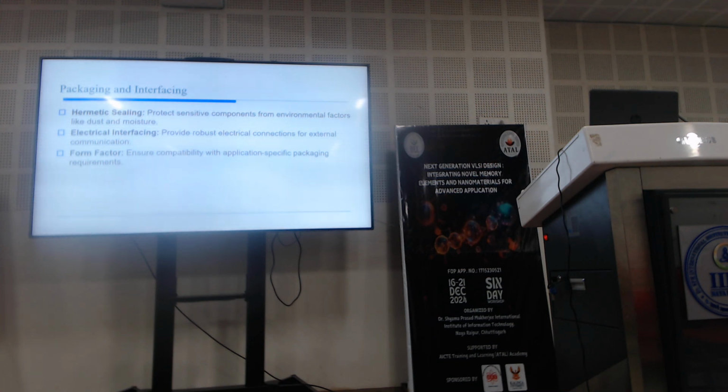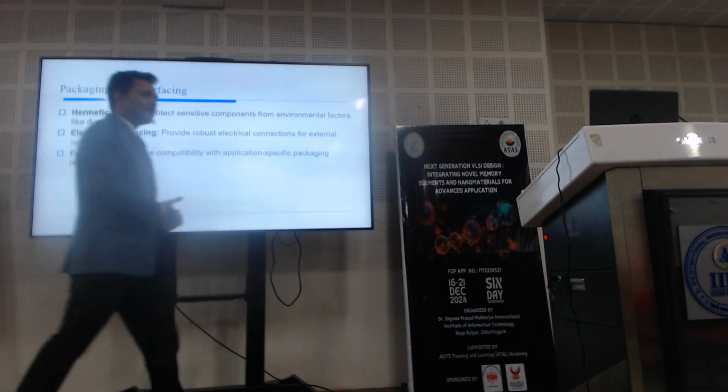Because a general IC means transistors only, and we directly package it like a box. Yes or no? But mechanical sensors are not like that. We have to be exposed to mechanical functionality, so for that we have to fabricate carefully. All those things come under packaging. So that is electrical interference and form factor. These all come under this only.